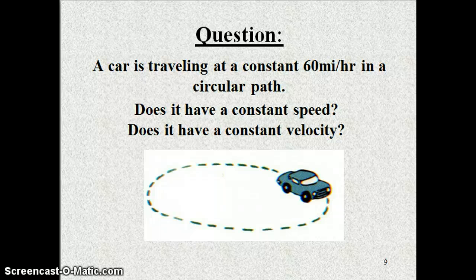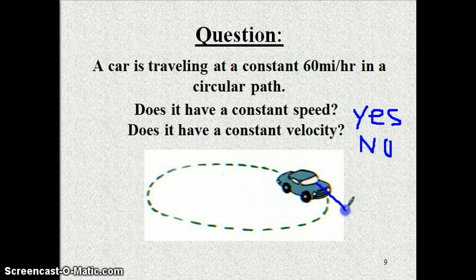Does it have constant speed? Well, yes, because we said speed is just how fast you're going. So you're always going 60 miles per hour. But the follow-up question, does it have a constant velocity? That one would be no, because although you're going 60 miles per hour the entire time, the direction of the vehicle is always changing. Right now it's moving this way. A little bit later it's moving this way. A little bit later it's moving this way. Arrows are usually used to represent vectors because they show how fast and also in what direction you're moving.